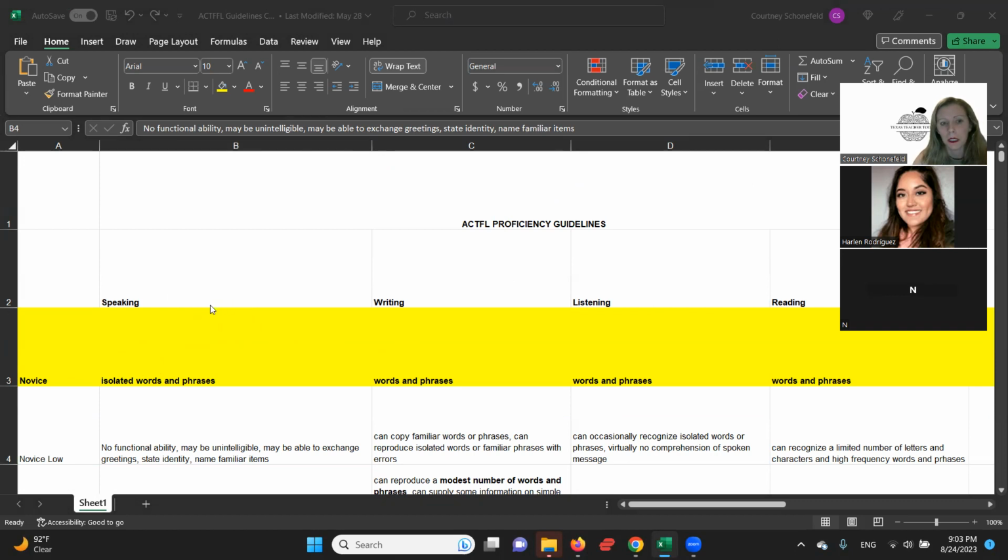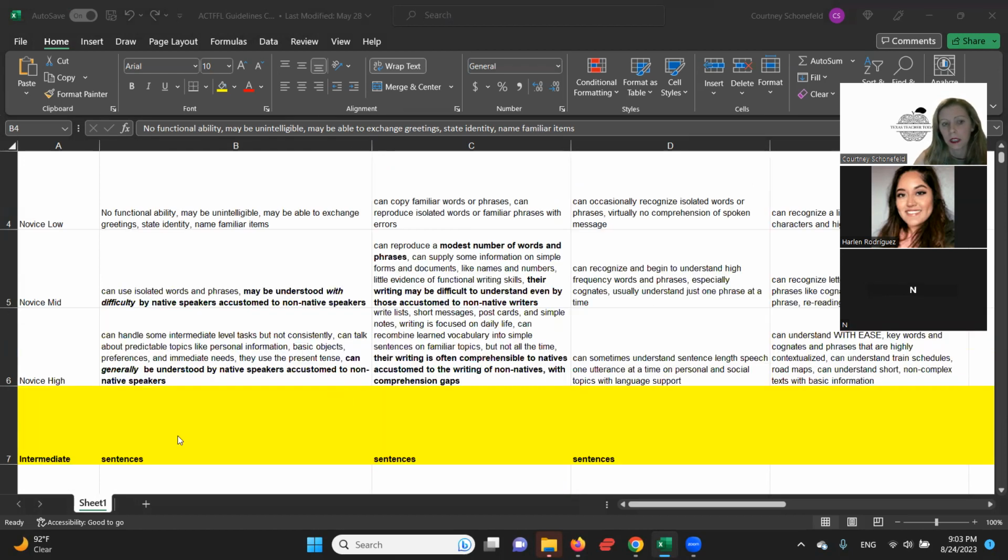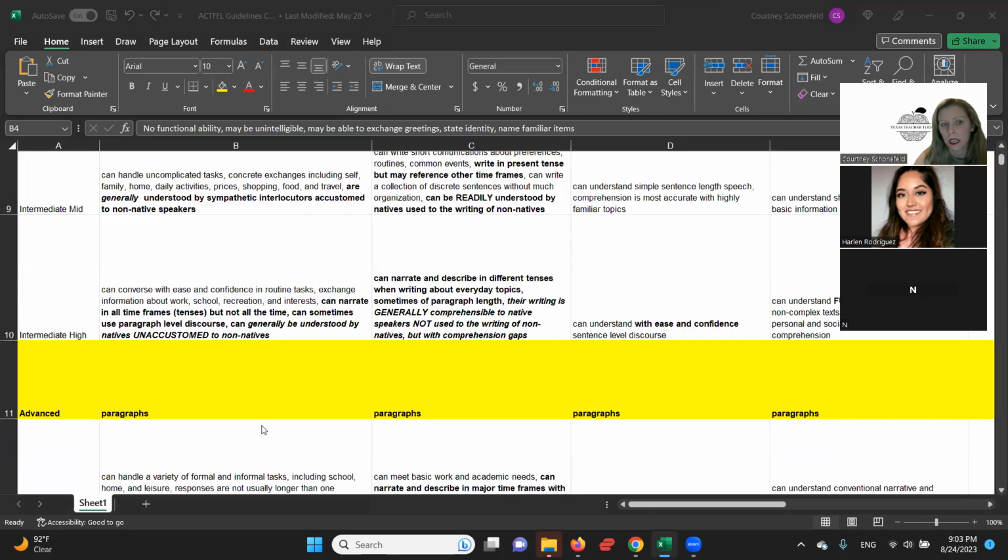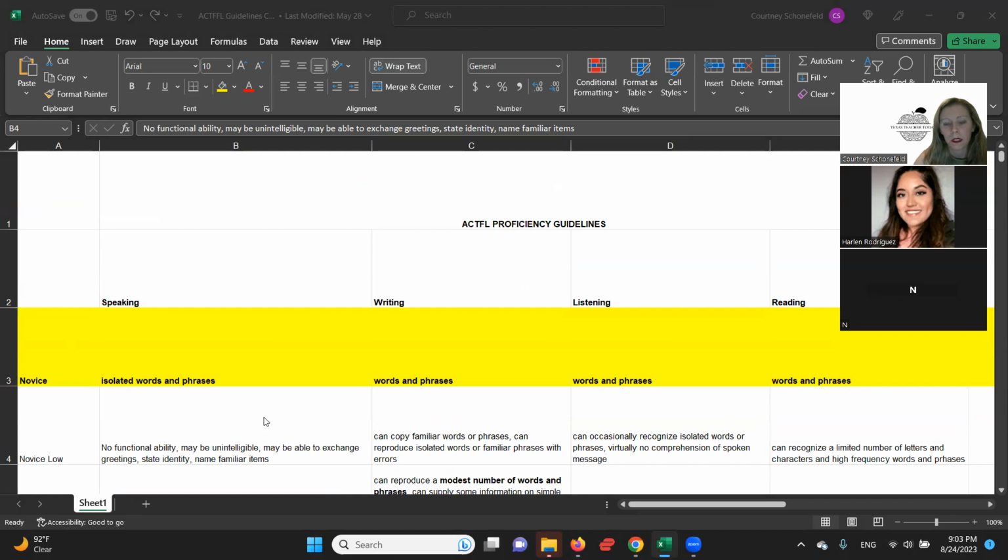For speaking, before I start, I want to say, if all you can remember is three things, you're in better shape than if you can't do anything at all. We want to learn the sublevels, but this is a good way to start. At the novice level, they should just know isolated words and phrases. At the intermediate level, sentences, and at the advanced level, paragraphs. But it does get more complicated than that.